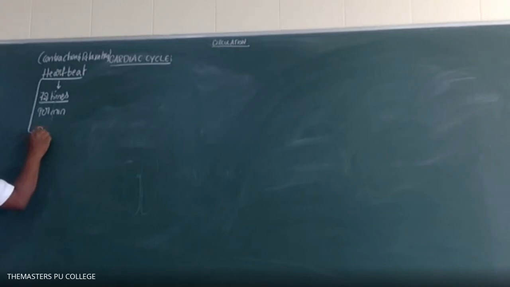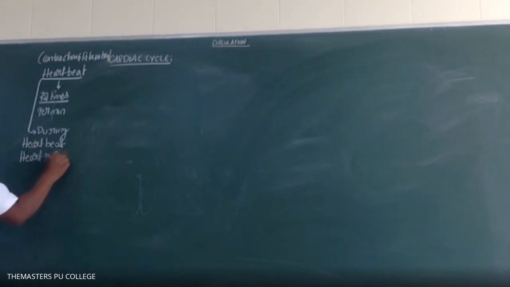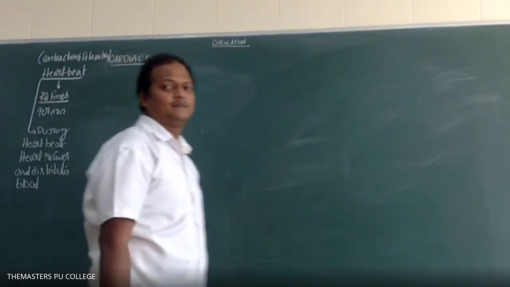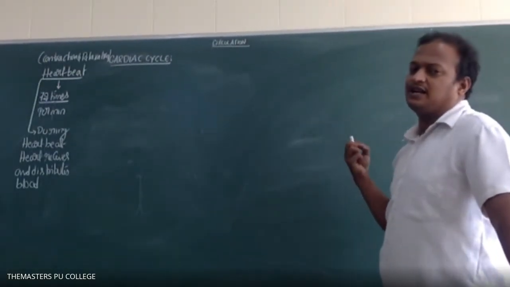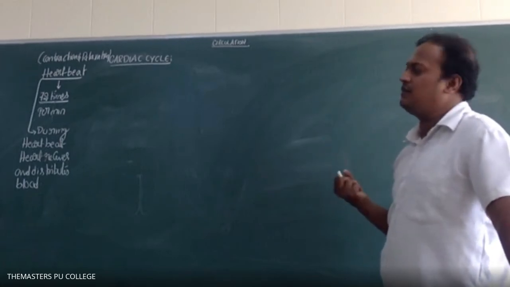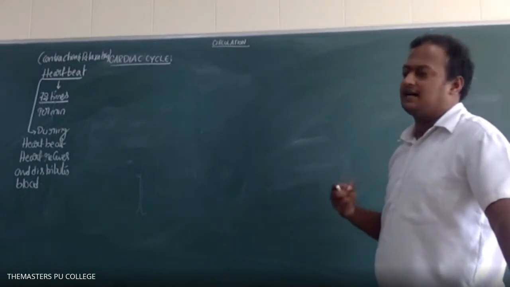So during a heartbeat, the heart receives and distributes blood from all the body parts and then to all the body parts and lungs. Is it clear, students, this point? So the contraction and relaxation of the heart is called a heartbeat. How many times? 72 times per minute.